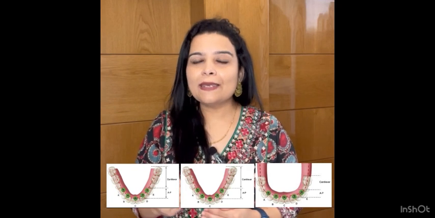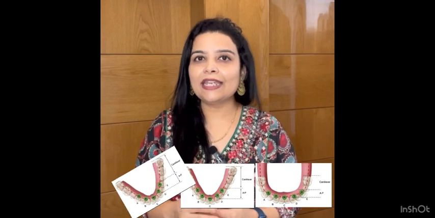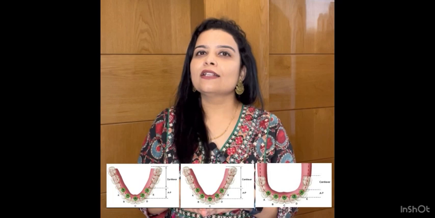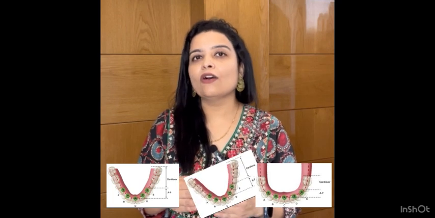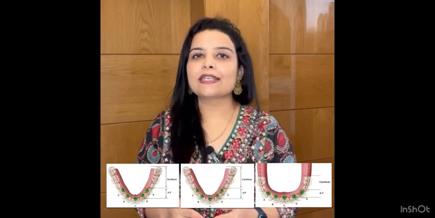As you know, the AP spread will be the highest in tapered arch form, next highest in ovoid arch form, and the shortest in square arch form.